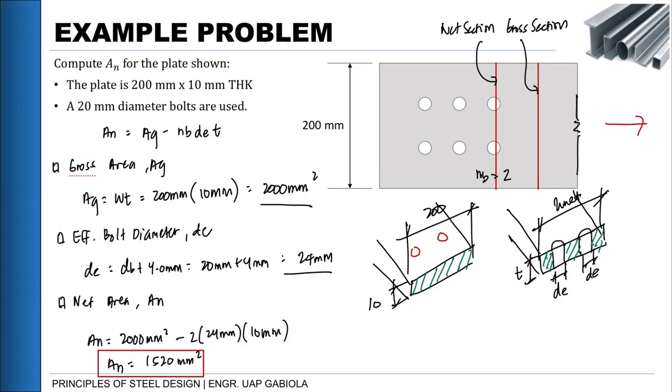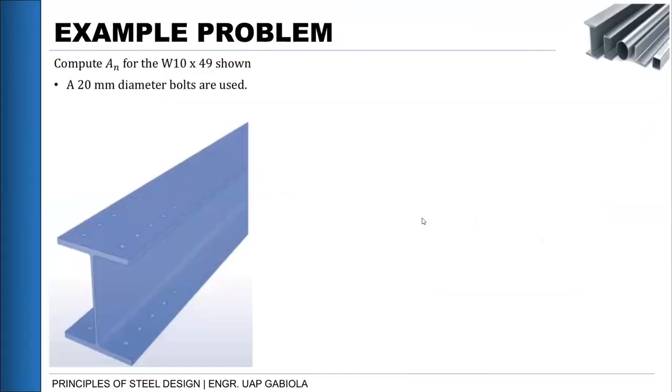Okay? So, ganyan po kinukuha yung net section o net area kapag ganyan yung arrangement natin. Okay. So, let's have another problem to demonstrate pa kung paano kinakalculate yung net area. Let's say we have this one. Compute yung AN for a W10 by 49 as shown. 20 mm diameter bolts are used.